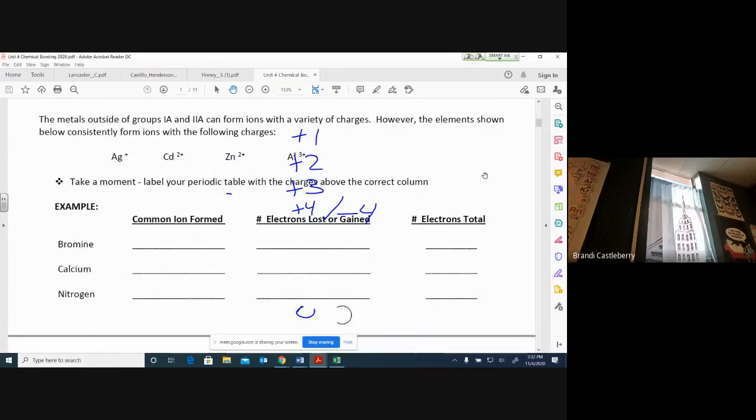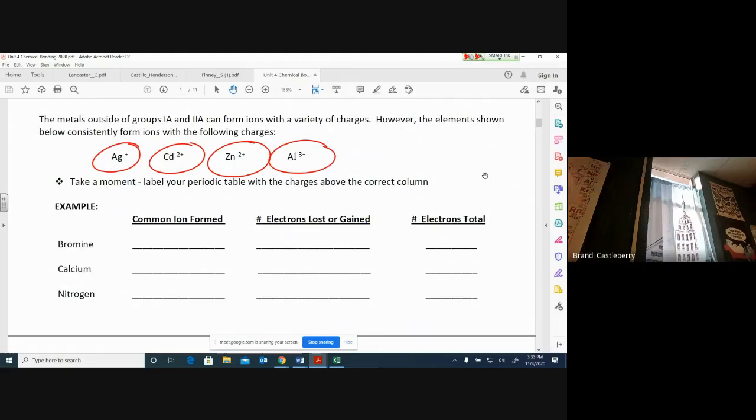Now, I think I forgot to add this, so let's go ahead and add this to your periodic table. You're going to do it in a second. There are some exceptions to the rule, and the exceptions are these 4 elements. Really, aluminum's already in the right spot to have it, but they always make those charges. So on that element, go put that charge.